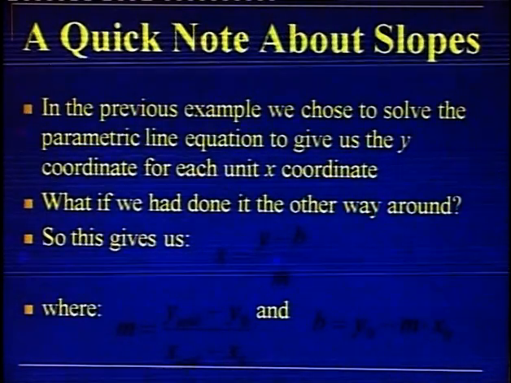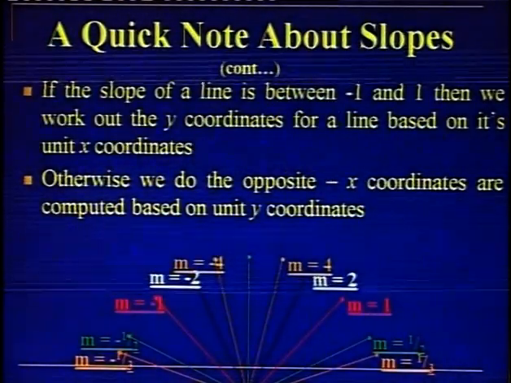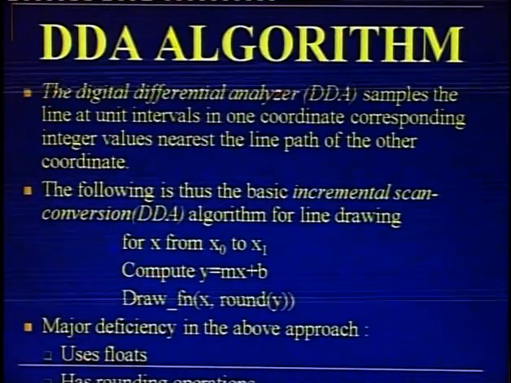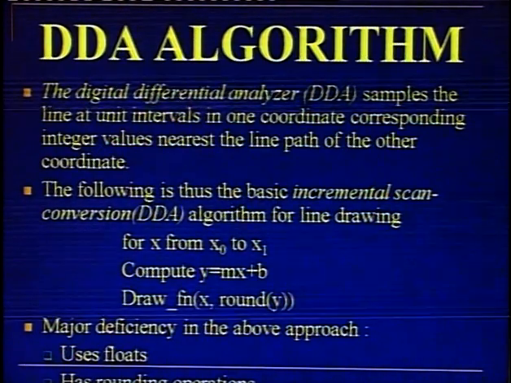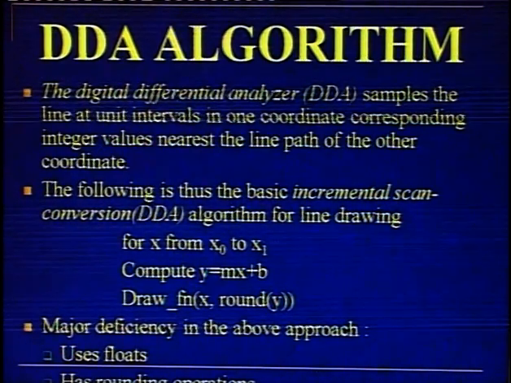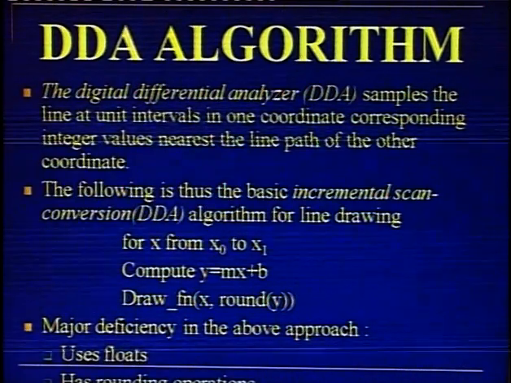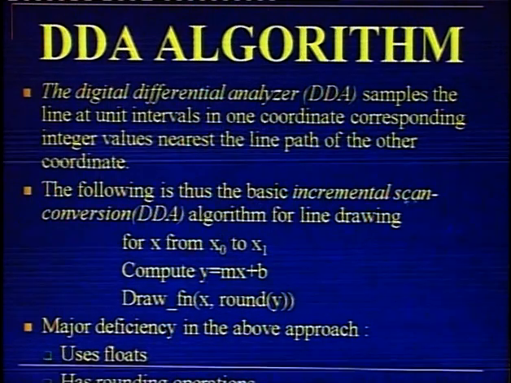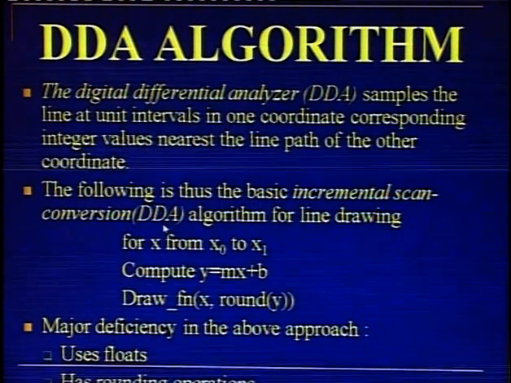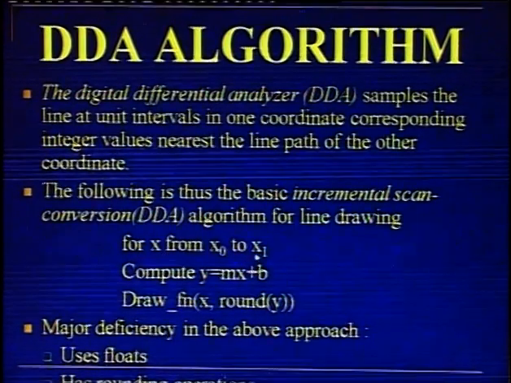Again, this is y equals mx plus b. I am just skipping these portions as I have to cover the DDA algorithm. The digital differential analyzer algorithm samples the line at unit intervals in one coordinate, with corresponding integer values nearest the line path for the other coordinate. Following is thus the basic incremental scan conversion DDA algorithm for line drawing, for x equals x naught to x1.